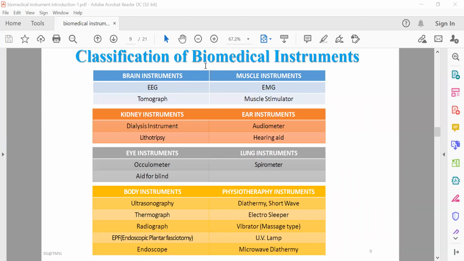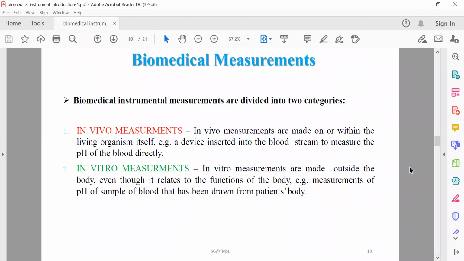Different physiotherapy instruments are also available, which are called the diathermy or shortwave instrument, electrosleep instrument, vibrator, which is used for massaging purposes, and the jubilum instrument, and the microwave diathermy. So these are the different biomedical instruments used to measure the biological signals or parameters. Move on to the next slide.